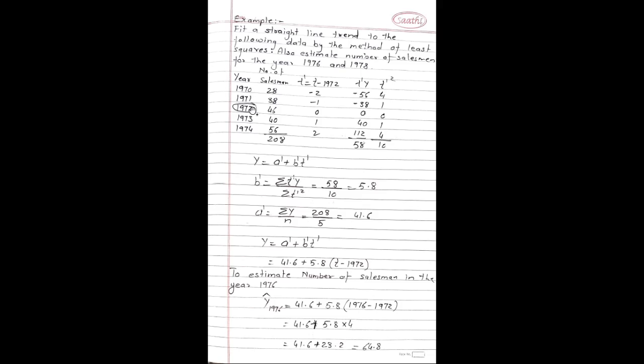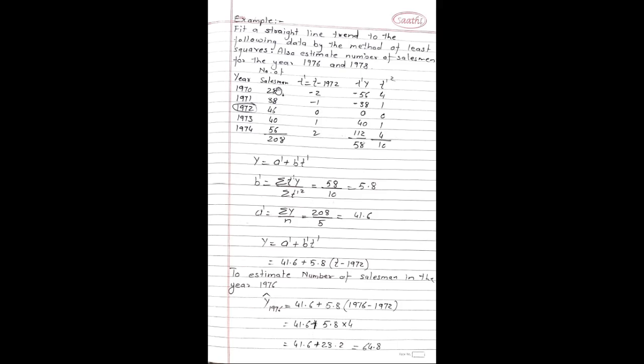1971 minus 1972, value becomes minus 1. 1972 minus 1972, value becomes 0. 1973 minus 1972, value becomes 1. 1974 minus 1972, value becomes 2.